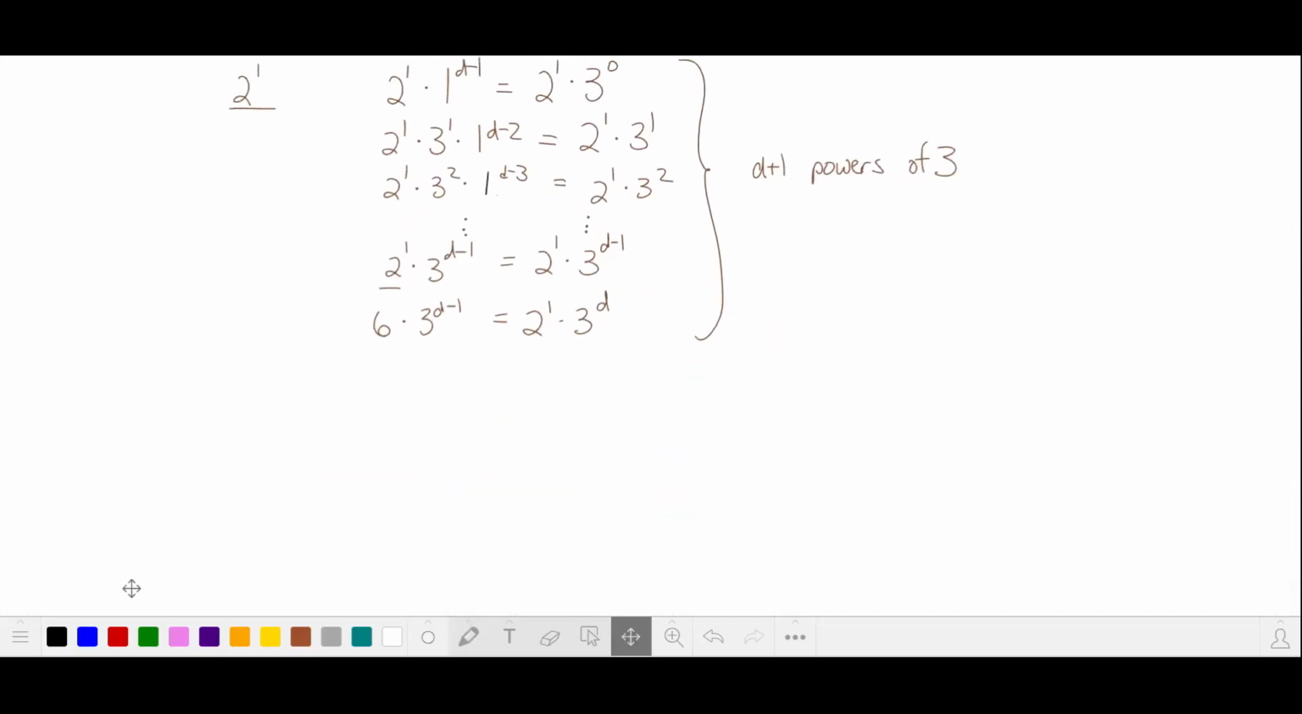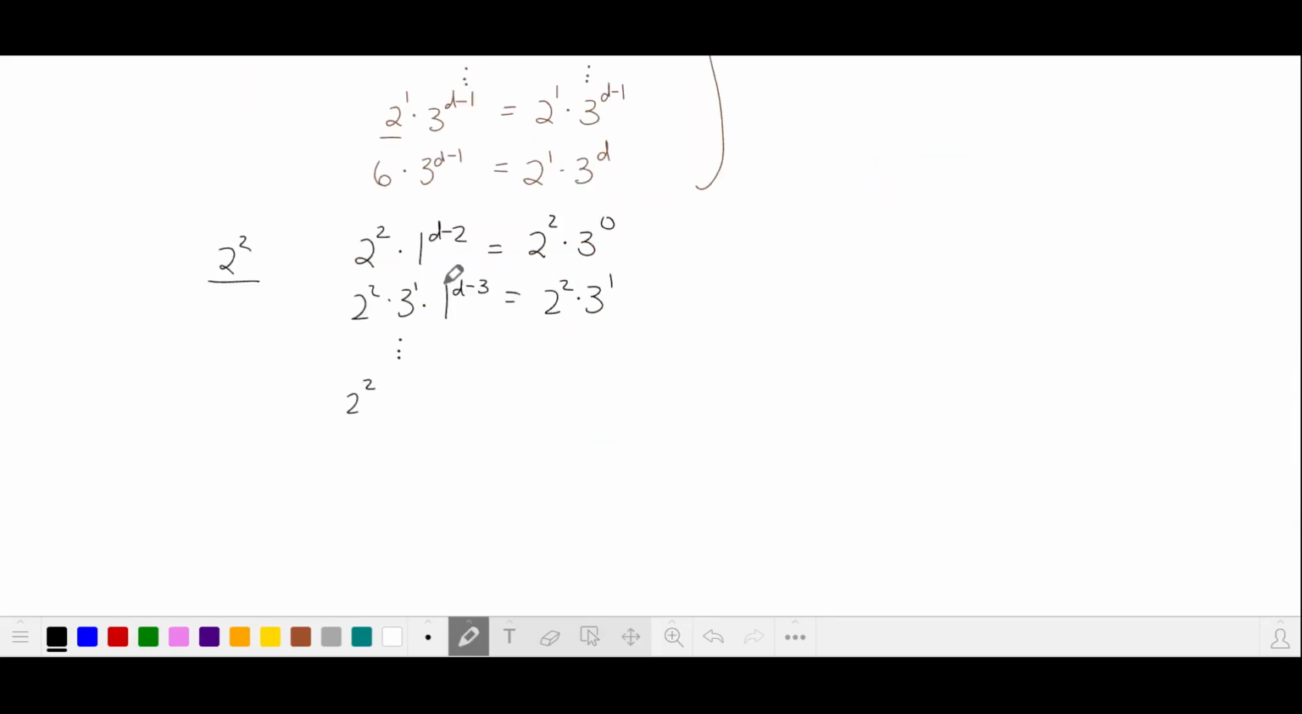Let's take a look at 2 squared. For our lowest power of 3, we could have a couple of dice rolls that are 2, and the rest of them are 1. This gives us 2 squared times 3 to the 0. We can change one of our 1s into a 3, which gives us 2 squared, 3 to the first. We can convert the rest of these 1s into 3s. This is 3 to the power of d minus 2. We can change one of these 2s into a 4 and the other one into a 3 and keep the rest of our d minus 2 dice as 3s. This still gives us 2 squared, and now we have 3 to the power of d minus 1.